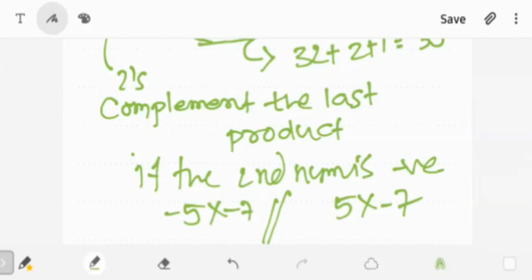So I have done the first one, minus 5 into plus 7. The second example I did was minus 5 into minus 7. The third example is 5 into minus 7. It will be similar to the recent one we have solved. You have to take the 2s complement of the last product. I guess it is clear to all of you. Is it clear? Yes, sir. Right. Okay.